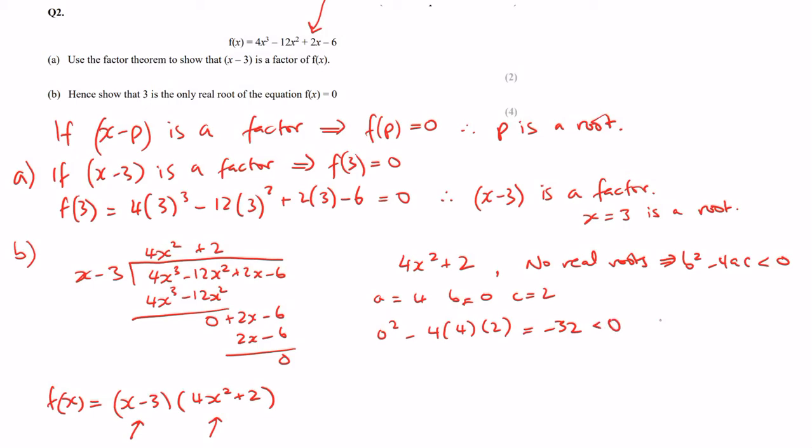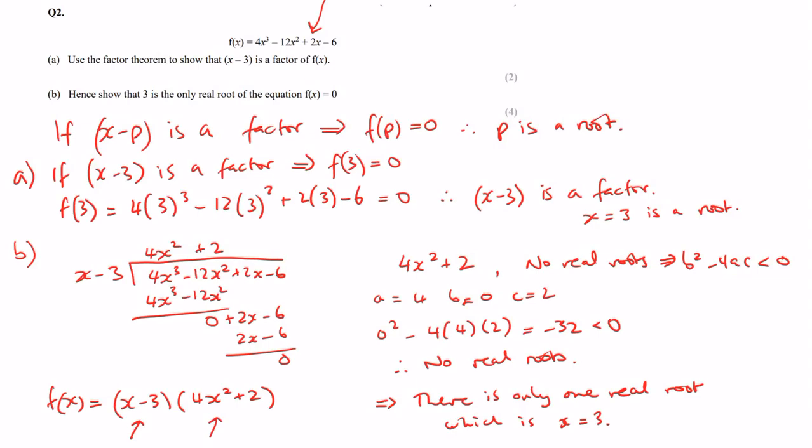which is indeed negative. Therefore there are no real roots for this bit, and therefore there is no other roots to this function. So we can say that there is only one real root, which is 3. Okay, that's it.